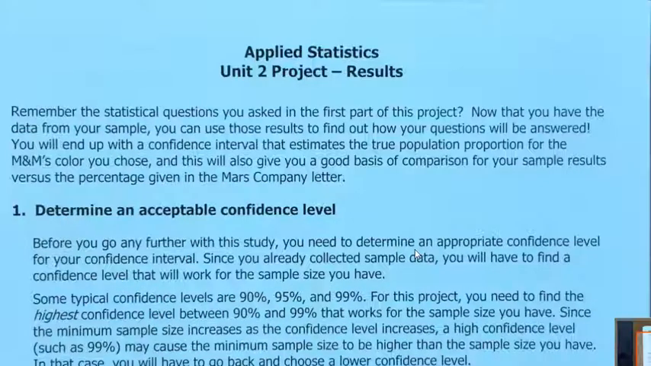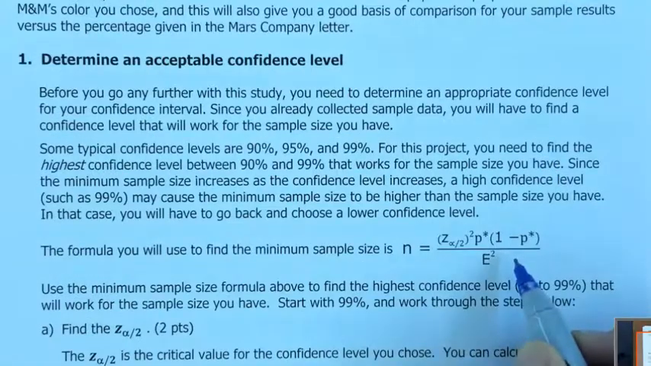The first thing you need to do in this assignment is find an acceptable confidence level that will work with the sample data that you already have. You already collected your sample data, so you already have a specific sample size. When you decide what your confidence level is, you have to make that confidence level work with the sample size you have. So what we're going to do with this is use the minimum sample size formula. That's this formula right here.